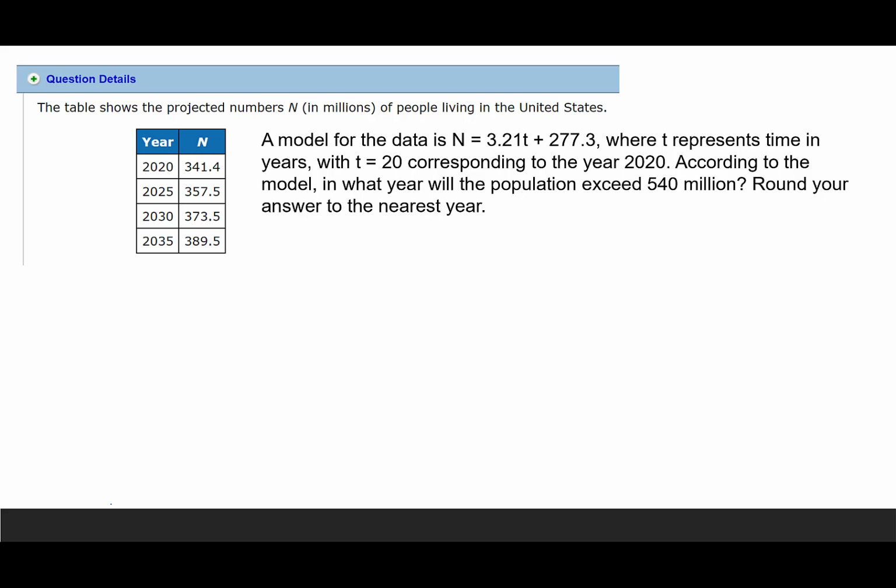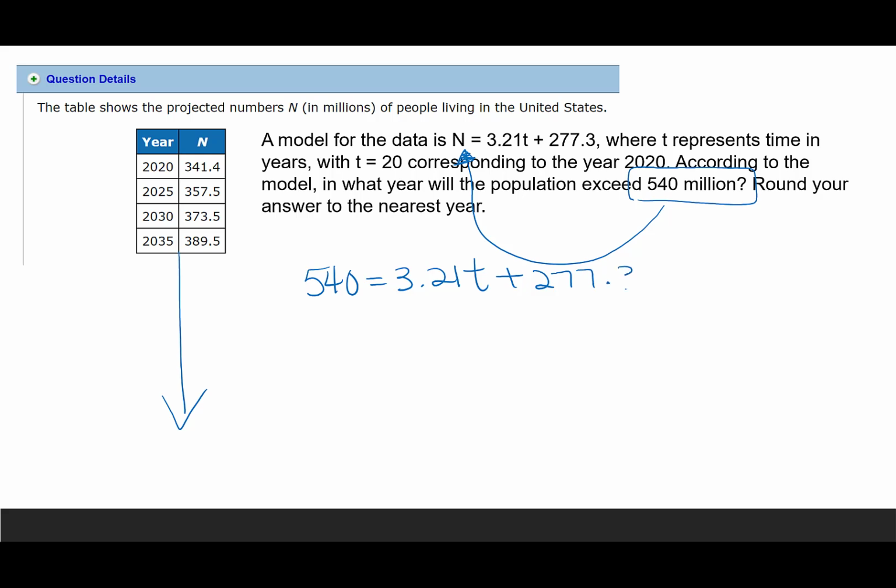When you first read this problem, it might be a little confusing because you have this table over here and it doesn't extend anywhere past 389.5 million, and the question is asking about 540 million, and so it could get confusing, but it's really not so bad. We're going to take the 540 million and substitute it into this equation for the letter n. So if I rewrite that equation, it's 540 equals 3.21t plus 277.3. And now I want you to go ahead and solve for t.